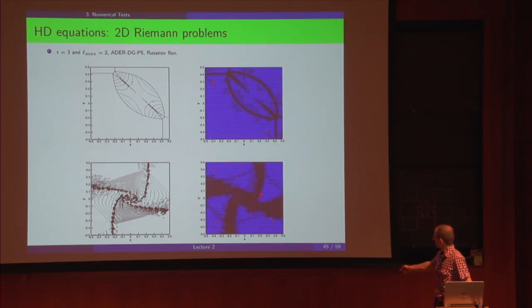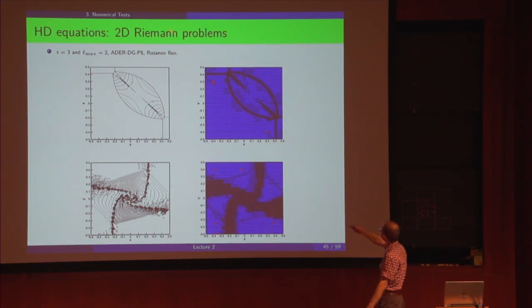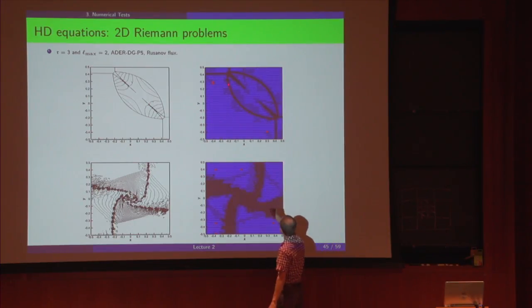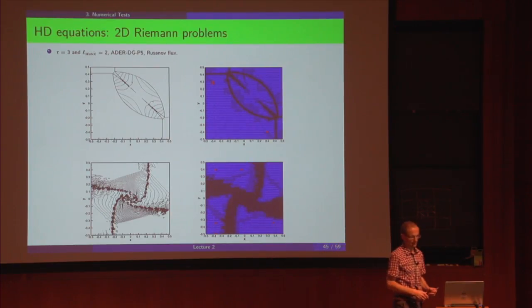And here the limiting points are very few. Very few cells have been marked by the limiter. Here more, because here you don't really see it, but there is the red. All this shock structure is in red, so the finite volume scheme was applied there on the subgrid.